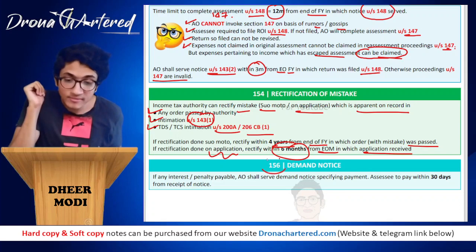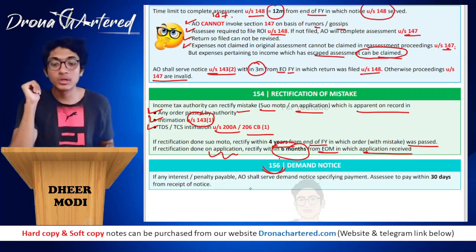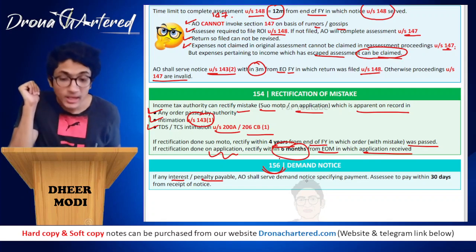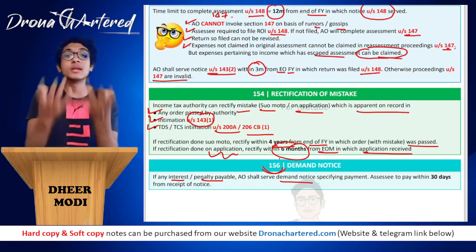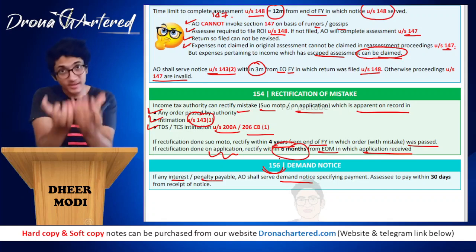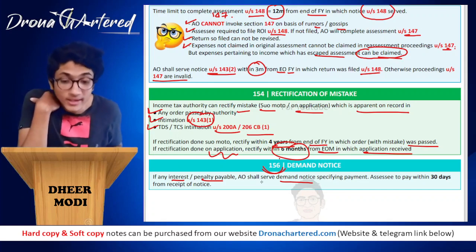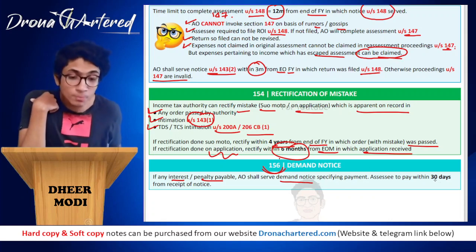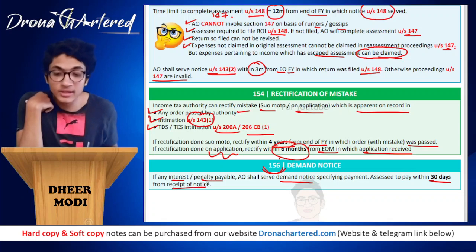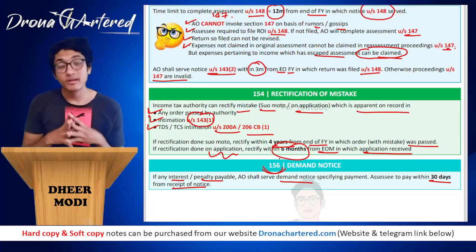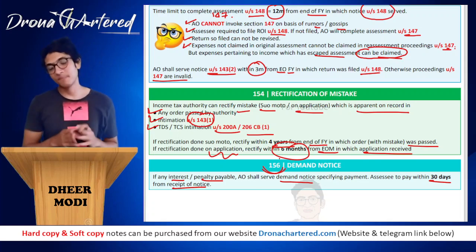And last is section 156. 156 talks about your demand notice. So if any interest or penalty is payable, the AO shall serve a demand notice. That means the income tax department is demanding money from you. The AO shall serve a demand notice specifying the payment. The SEC has to pay within 30 days from receipt of notice. That means whenever he gets the notice, the payment shall be made within 30 days, and it will be noted that the SEC has paid.